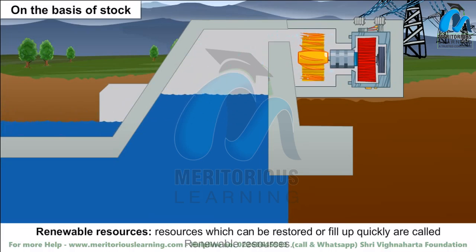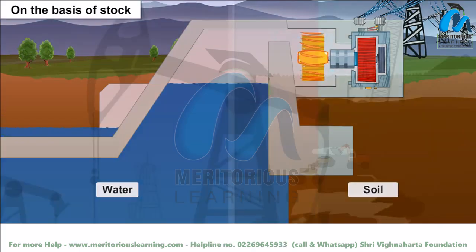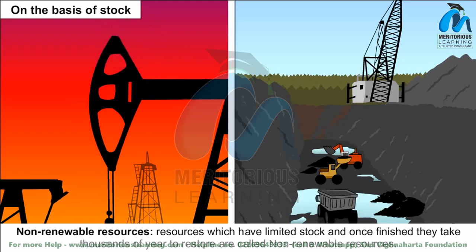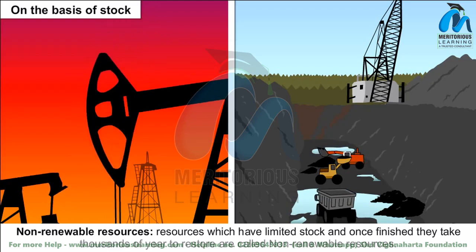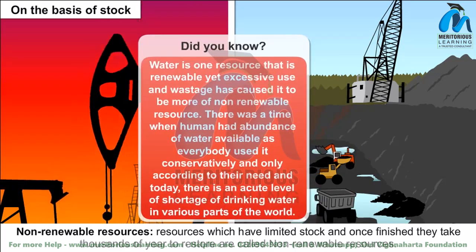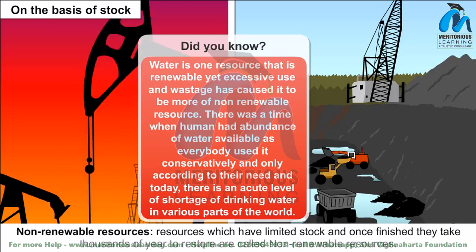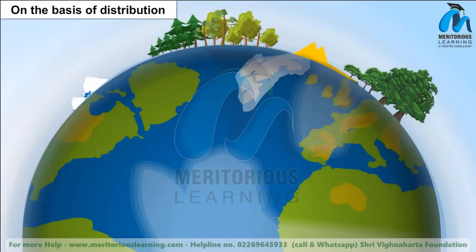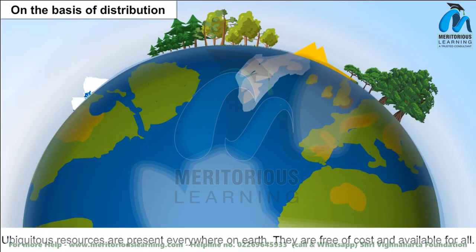Renewable resources. Resources which can be restored or filled up quickly are called renewable resources. Example, water, soil. Non-renewable resources. Resources which have limited stock and, once finished, take thousands of years to restore are called non-renewable resources. Example, coal, petroleum. On the basis of distribution. Ubiquitous resources. These resources are present everywhere on Earth.